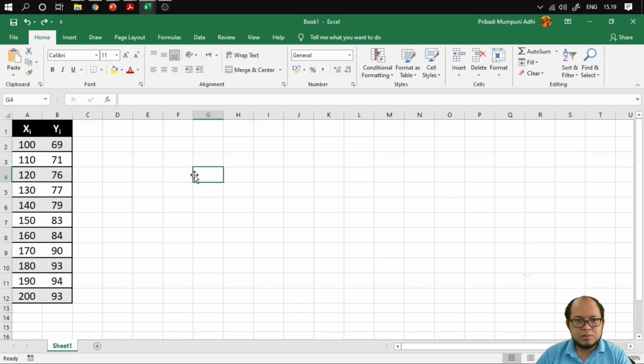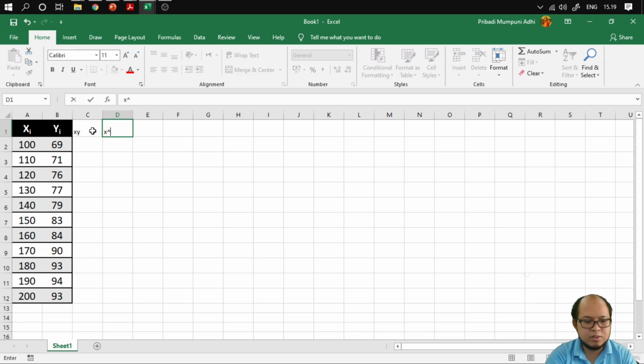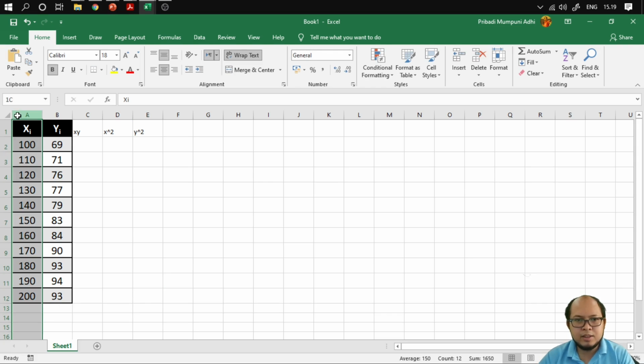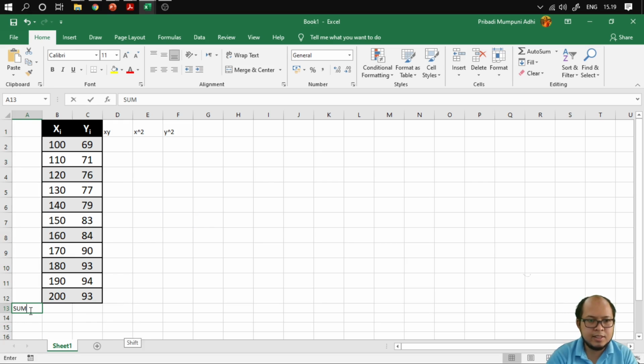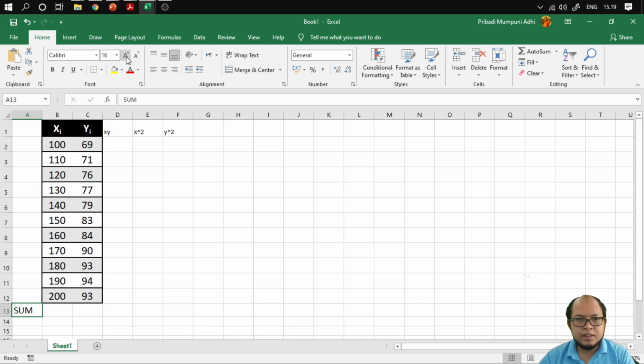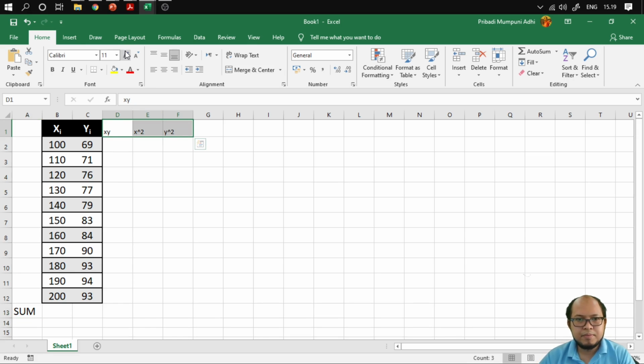Too much, so wait a moment. Okay, just copy it. One is xy, and the x square and y square. Then we need to make the summation here. So I will... This is the sum. Make it bigger. Okay.